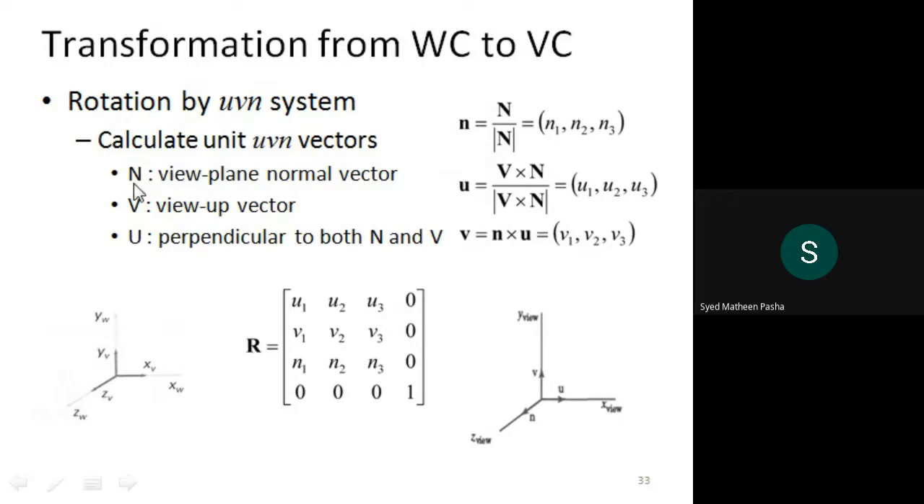N basically indicates the normal vector, as we saw. V indicates the view up vector. U is perpendicular to both N and V, that is, to that particular plane. So this is how the rotation is represented with respect to the UVN system. So this is the slide. If you ask how to calculate UVN, sir, this is the representation of how to calculate UVN with respect to all the coordinate reference frames.